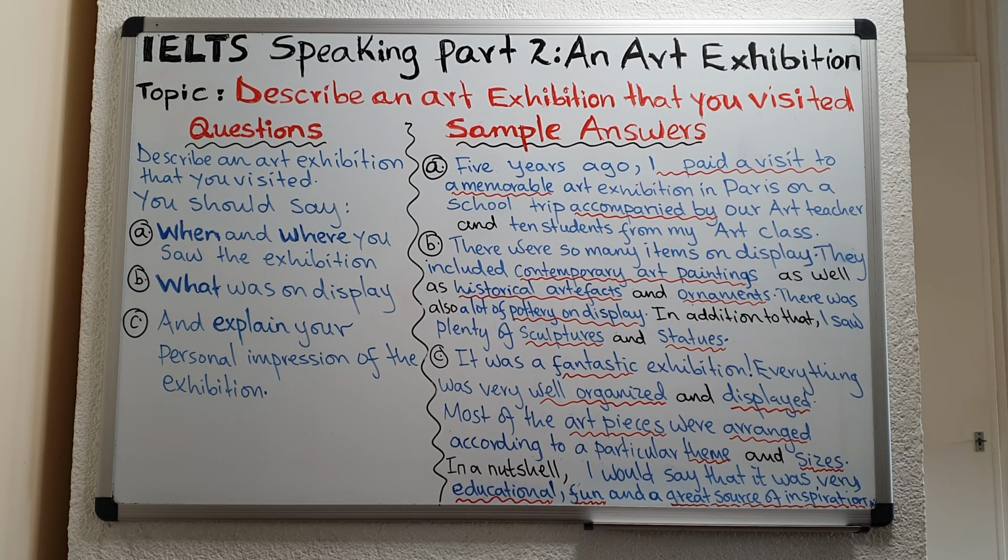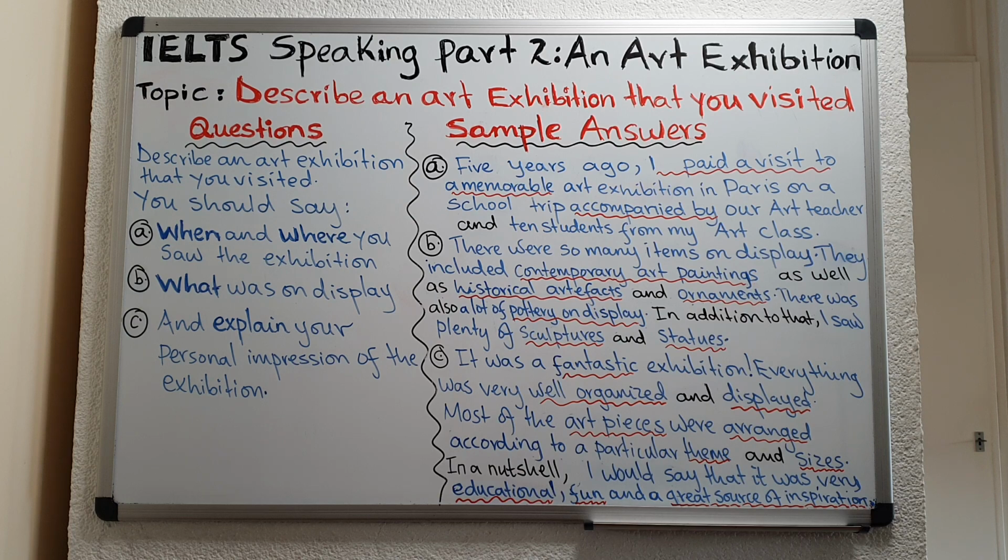Tip number 2, for each question, make sure that you provide extra details. Elaborate your answers. Make sure you have at least 2 to 3 ideas for each question. Tip number 3, join all your ideas together using linking words. In my sample answers, I have used a number of linking words. I have written the linking words for you in black. In sample answer 1, I have and in B as well as, also, in addition to that, in a nutshell. So join your ideas together using linking words.